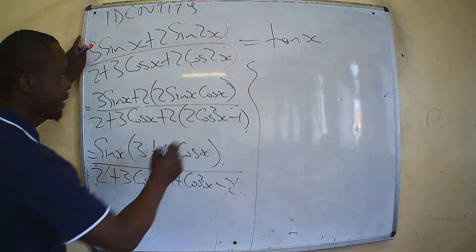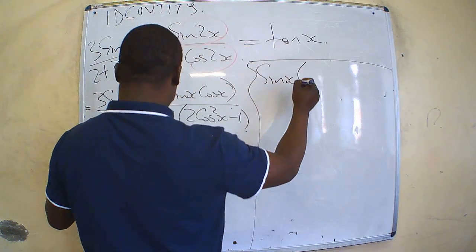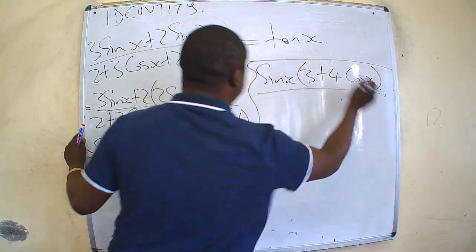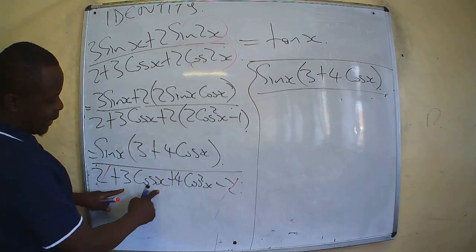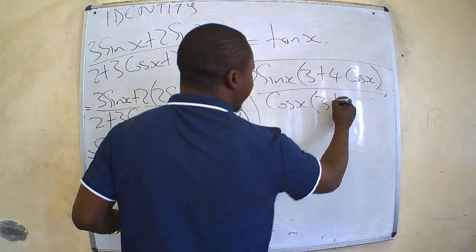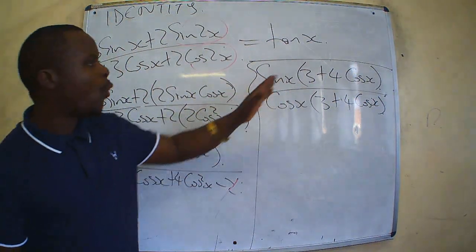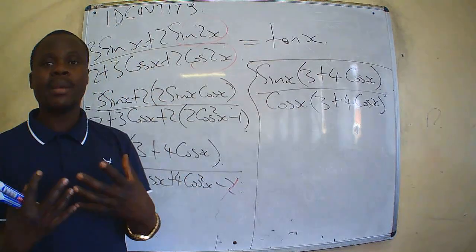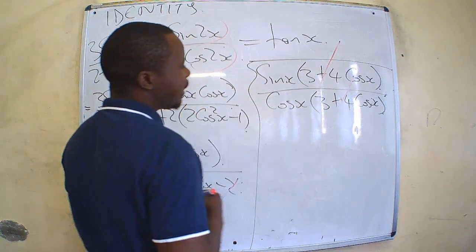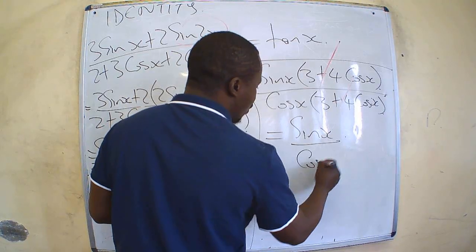So let us rewrite. The numerator is sine x bracket 3 plus 4 cosine x, divided by the denominator. For the denominator, we factor out cosine x, open bracket, 3 plus 4 cosine x. We can now see that what we have in our brackets are like terms, so we can cancel them out. After cancelling, we are left with sine x divided by cosine x.